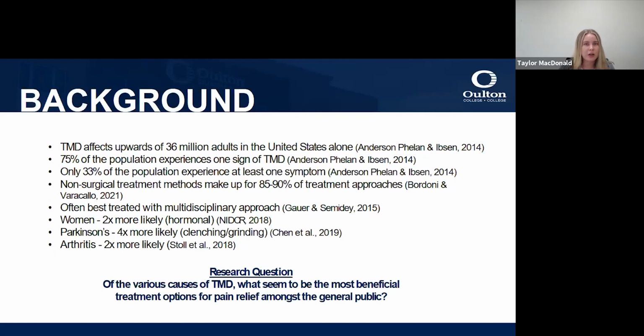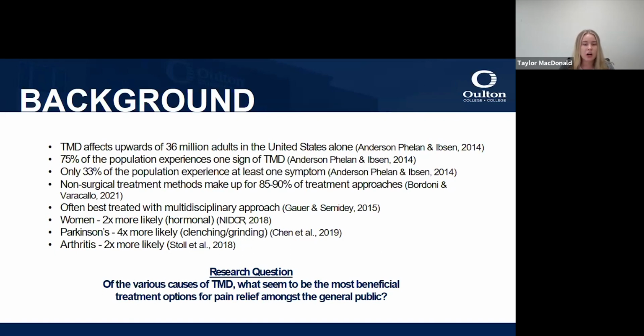What we also found while doing our background research is that women were 2 times more likely to experience TMD, and that was linked to hormonal imbalances around childbearing and menopausal age. People suffering from Parkinson's disease were also 4 times more likely to experience TMD, and that's due to the uncontrollable clenching and grinding associated with the disease. And those with arthritis were 2 times more likely as well to experience TMD, and that's linked to the bone porosity and bone density issues that come with arthritis.